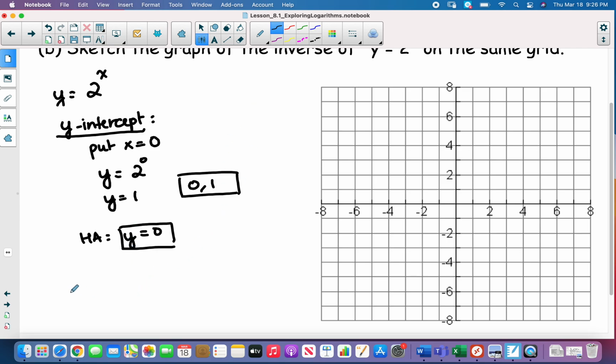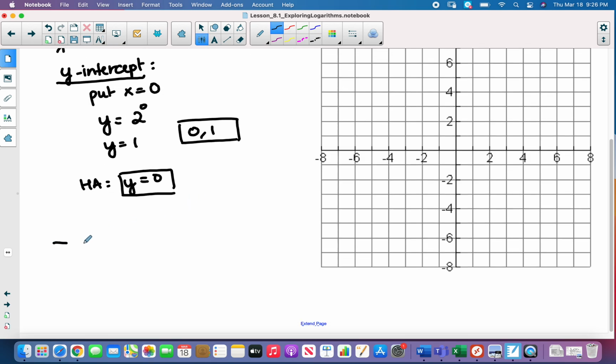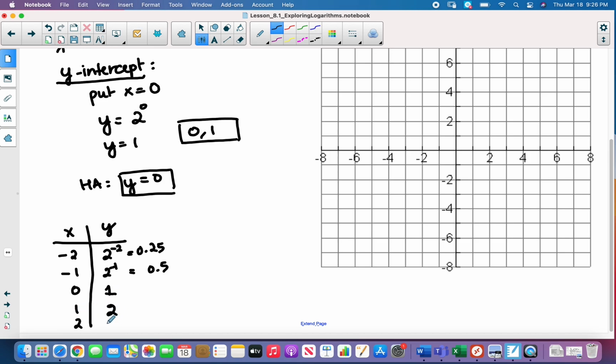We can also draw a table of values to get some points for this function. So let's do that. Let's give values to x, going from -2 to +2. The y value here would be 2 to the power of -2, which is 0.25, 2 to the power of -1, which is 0.5, 2 to the power of 0, which is 1, 2 to the power of 1, which is 2, 2 to the power of 2, which is 4.